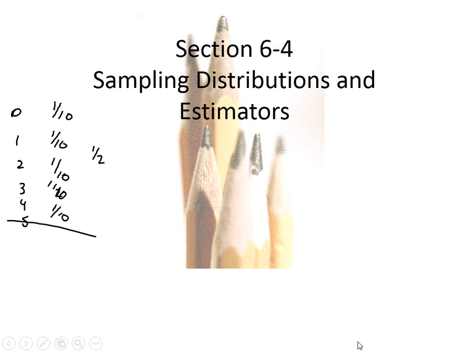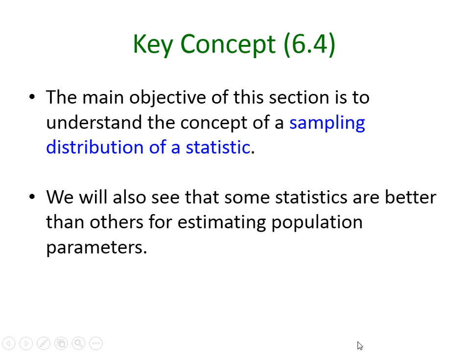Alrighty, section 4 then. We're getting to work with the sampling, distributions, and estimators. The main objective of this section is to understand the concept of a sampling distribution of a statistic. We also will see that some statistics are better than others for estimating population parameters. This is going to be a section that is a lot of conceptual information.